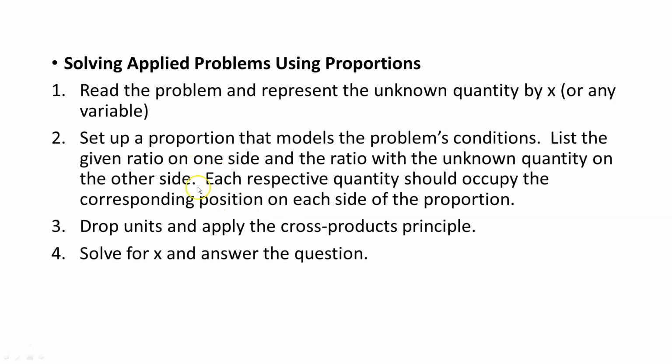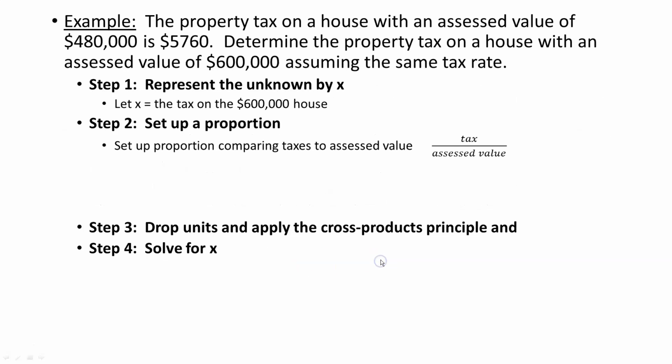What this means here is that whatever you have on the top of one ratio has to be on the top of the other ratio. And we'll do a sample problem in a minute, and I'll show you what I meant. Okay, then we drop the units and apply the cross products principle, and we solve for x and answer the question. So let's do one.